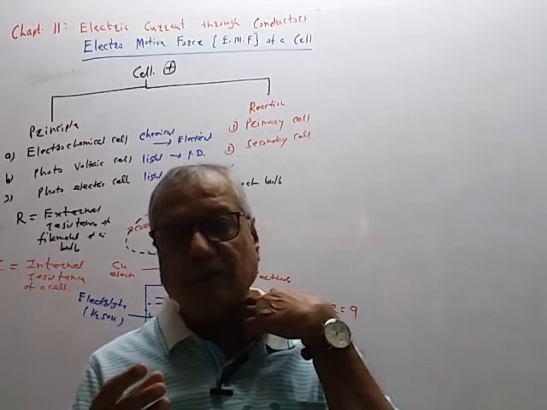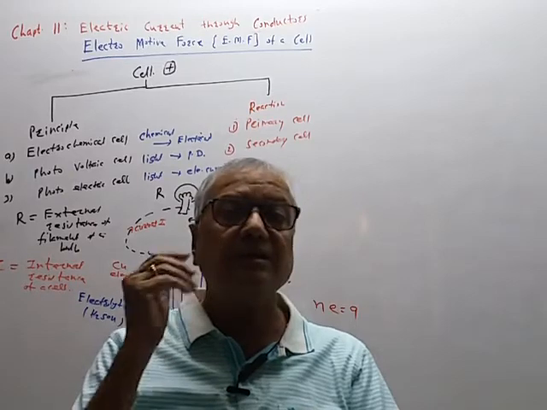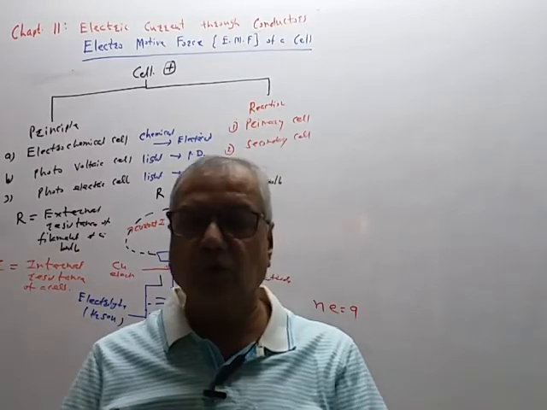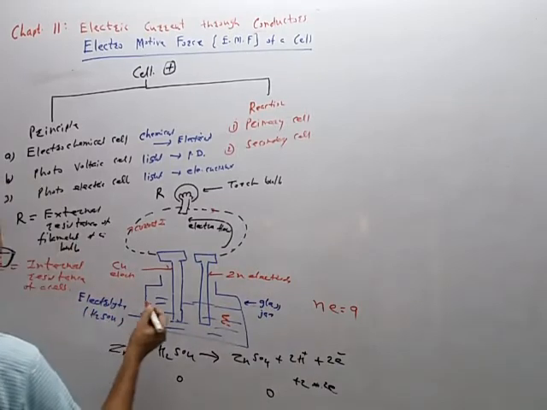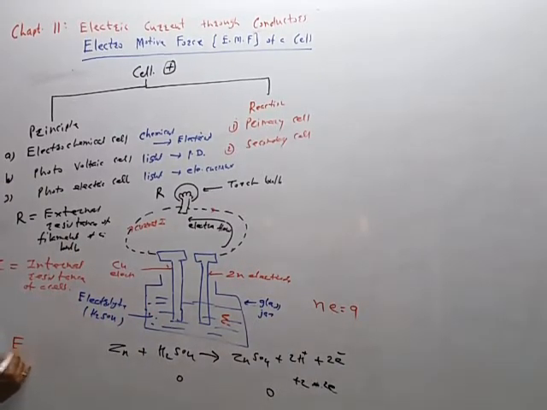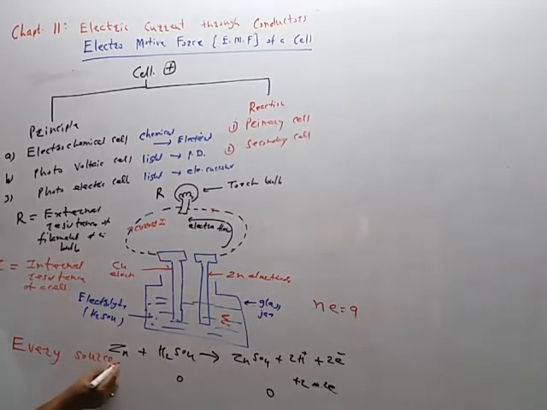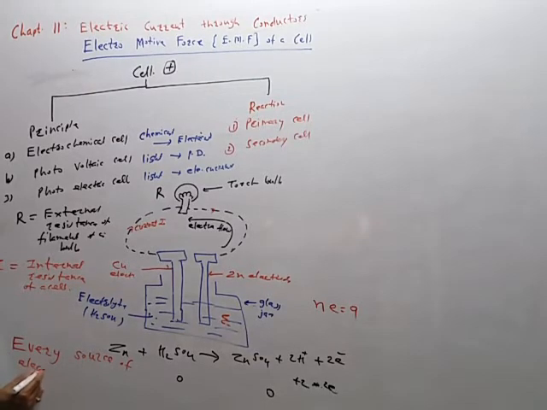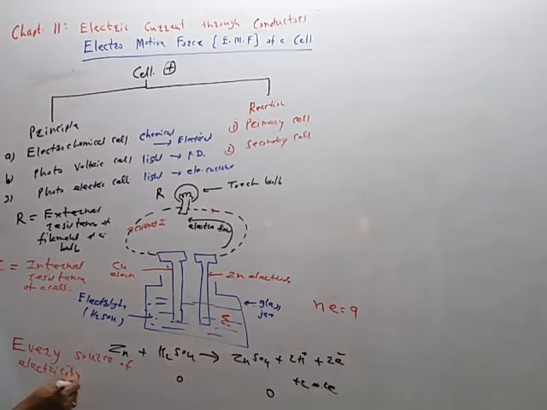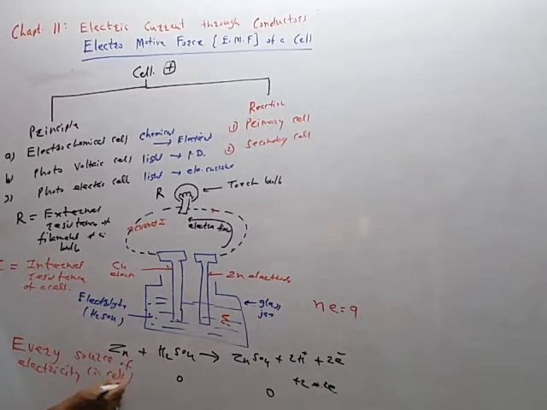It is generally very small. Generally it is less than 5 ohm, but it is never zero. So remember this point. Every source of electricity, that is a cell, has non-zero internal resistance.